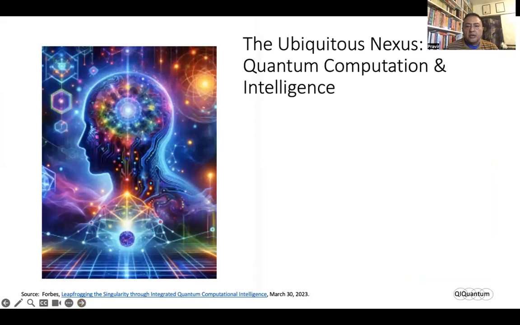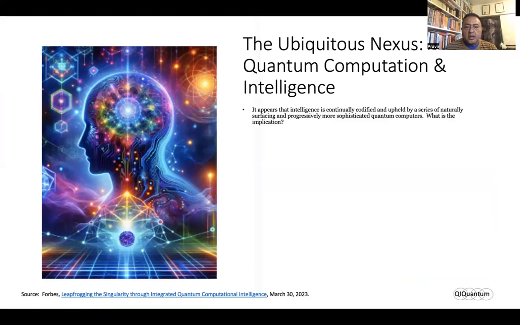Now, I want to draw attention to this idea of a ubiquitous nexus of quantum computation and intelligence. If we step back and look at this phenomenon of quantum particles becoming atoms, atoms becoming molecules, molecules becoming molecular plans, then it appears that intelligence is continually codified and upheld by a series of naturally surfacing and progressively more sophisticated quantum computers. So what's the implication of this? If this is true, what is the implication of this?